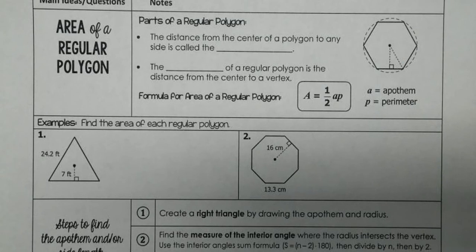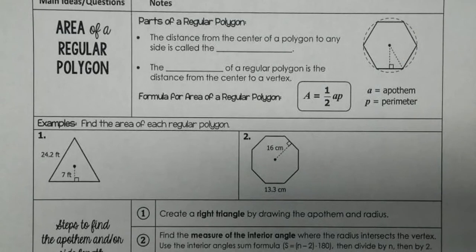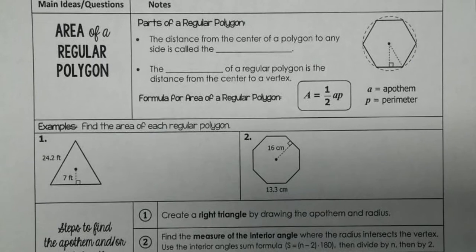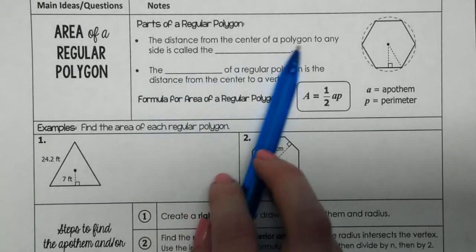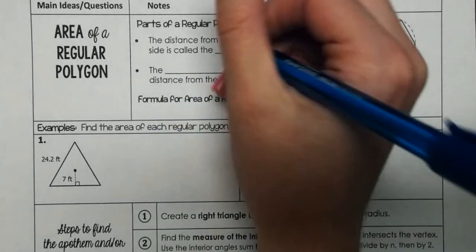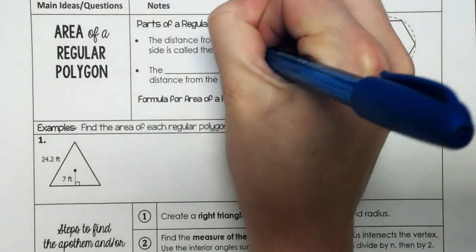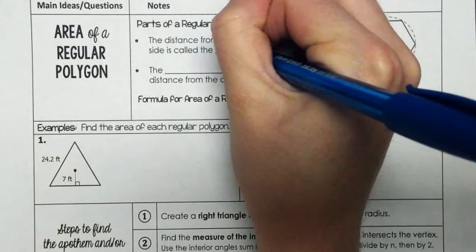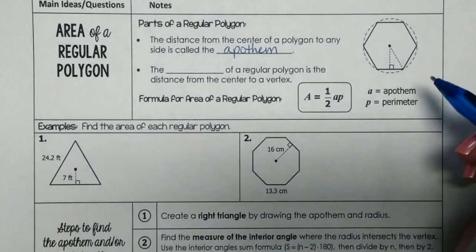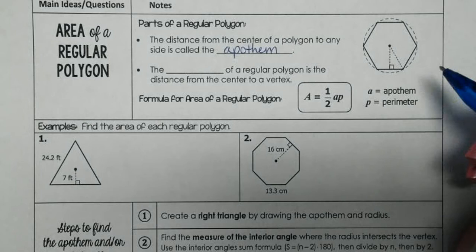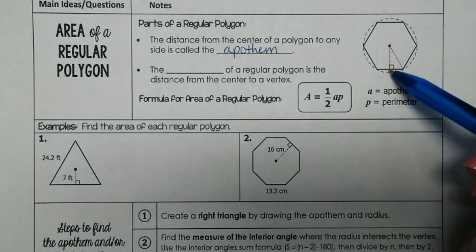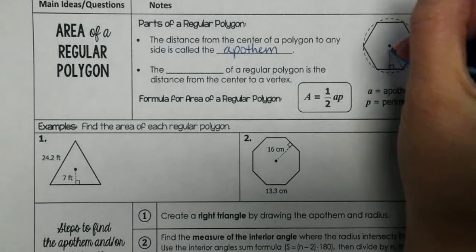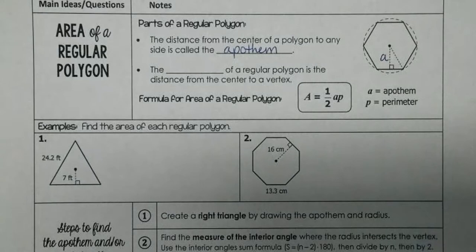So we've got two parts of a regular polygon that we need to talk about. The first, it says, is the distance from the center of a polygon to any side is called the apothem. So let's look at our picture and see what that looks like as an example. It's the distance from the center to the side, okay? So it meets up in the middle of that side. This is called the apothem, and we label it as A in our picture.